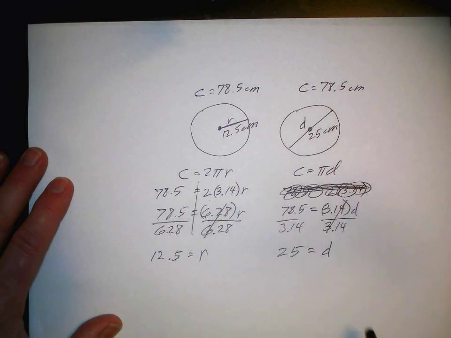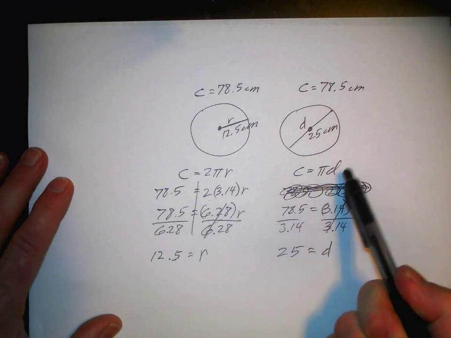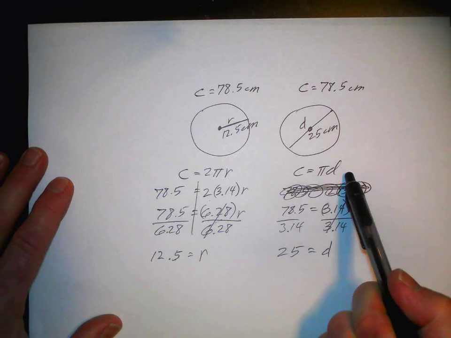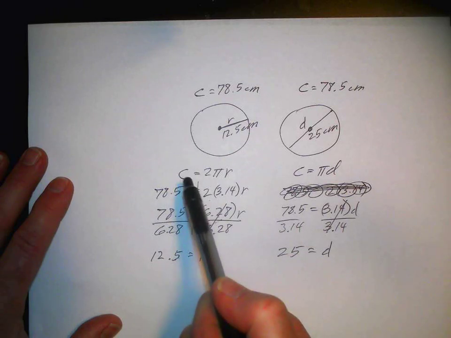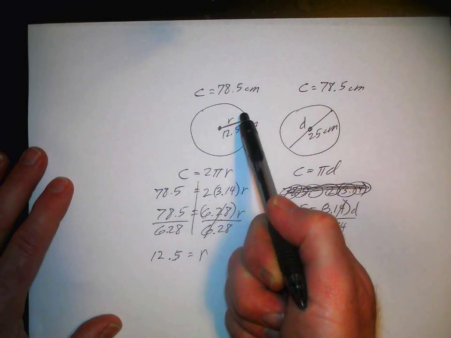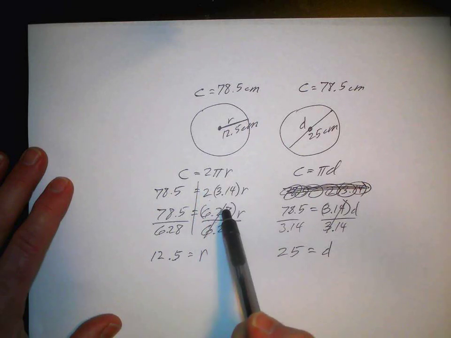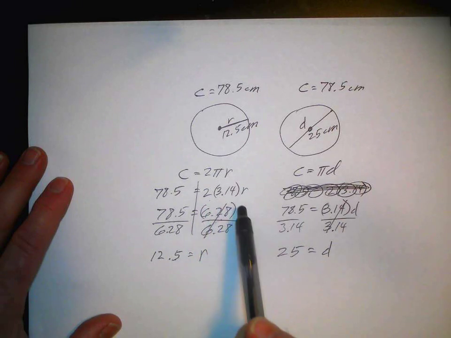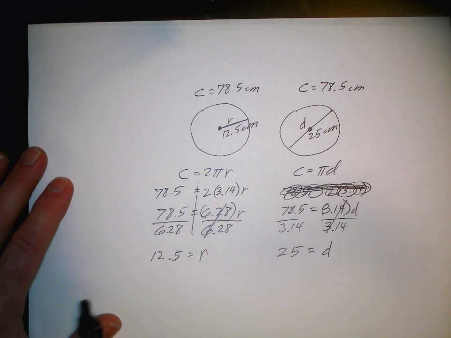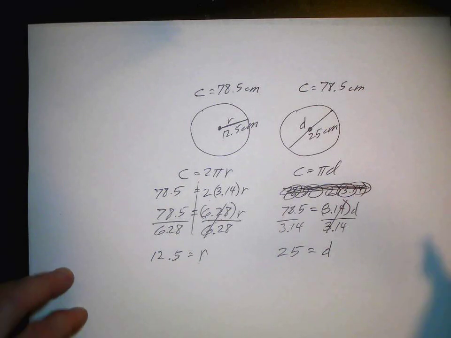So if you have your circumference, and you need to know the diameter, you use this formula. Divide both sides by pi. Here, circumference equals 2 pi r, because we're looking for r. Multiply 2 by pi, which is 6.28. Divide both sides by 6.28, and you get 12.5. Okay? This should help you with the problems that are posted with this video.